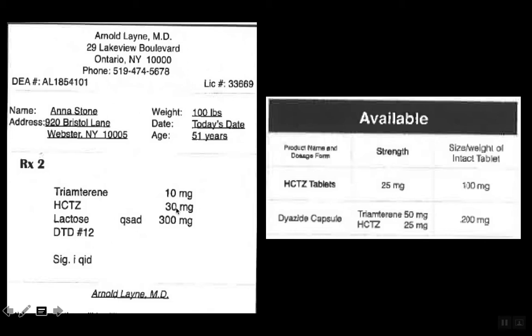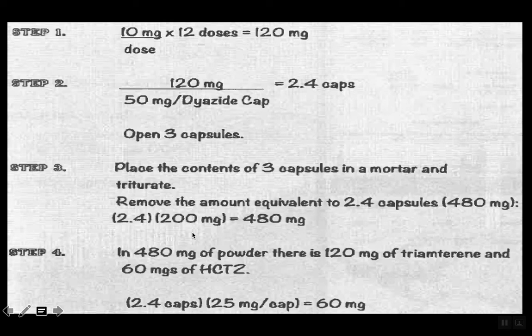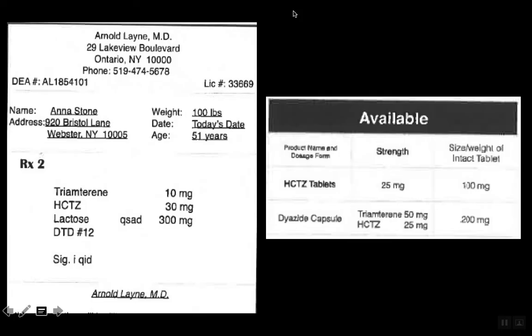Then you do the same thing for the hydrochlorothiazide. Let's actually go to the next slide so that you guys can see, right? So that's the triamterene. You need 120 milligrams for the triamterene, and for the hydrochlorothiazide, you just need 360 milligrams total, 30 times 12. Okay, so how would you get this? I mean, you don't have a triamterene tablet, right? They didn't give you a triamterene tablet by itself, or capsule.